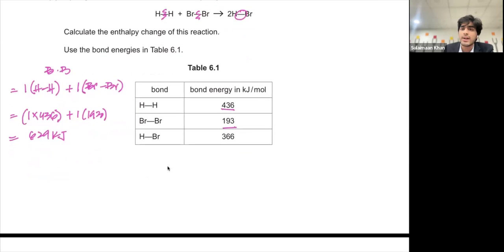Should I add a positive sign or a negative sign to it? Remember, we're talking about energy. You've studied this in your physics. Energy is a scalar quantity. You do not add positive or negative signs to energy. Sir, but you used to add negative signs and positive signs.